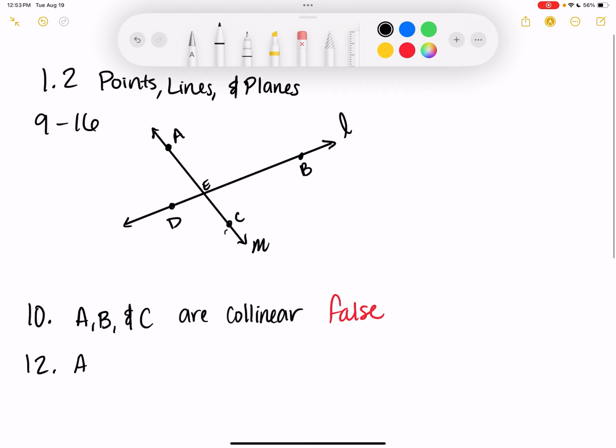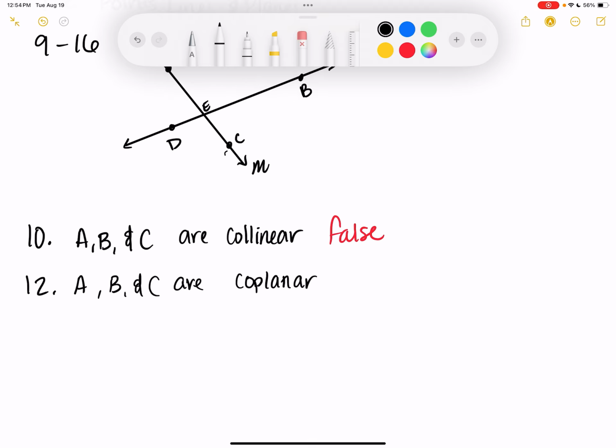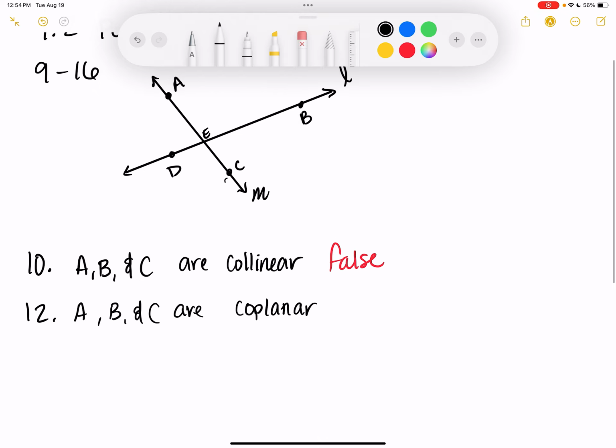A, B, and C are coplanar. Make sure I spell that right. Are A, B, and C on the same plane? Yes. Yep, because they're not showing that anything's any different. So we're assuming if they're just giving us two lines that that's one plane unless they tell us otherwise. So these would be coplanar. So this is true.